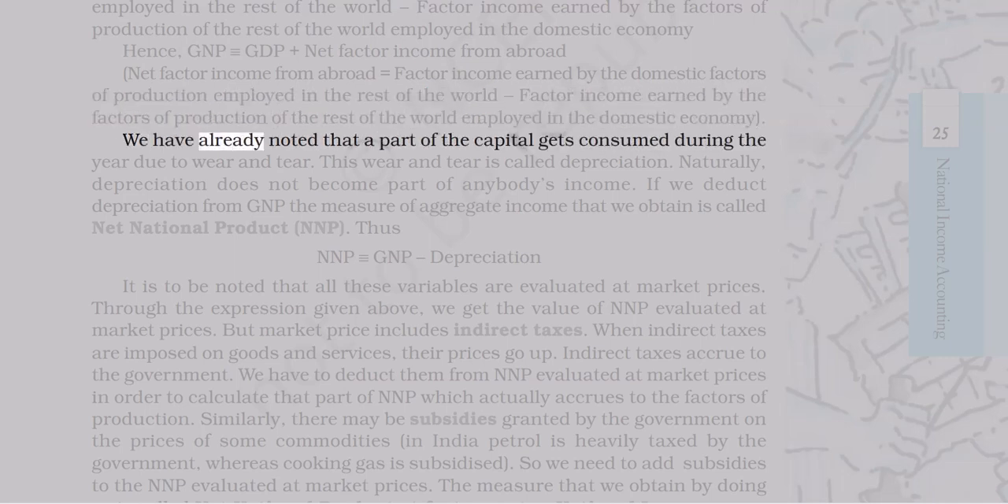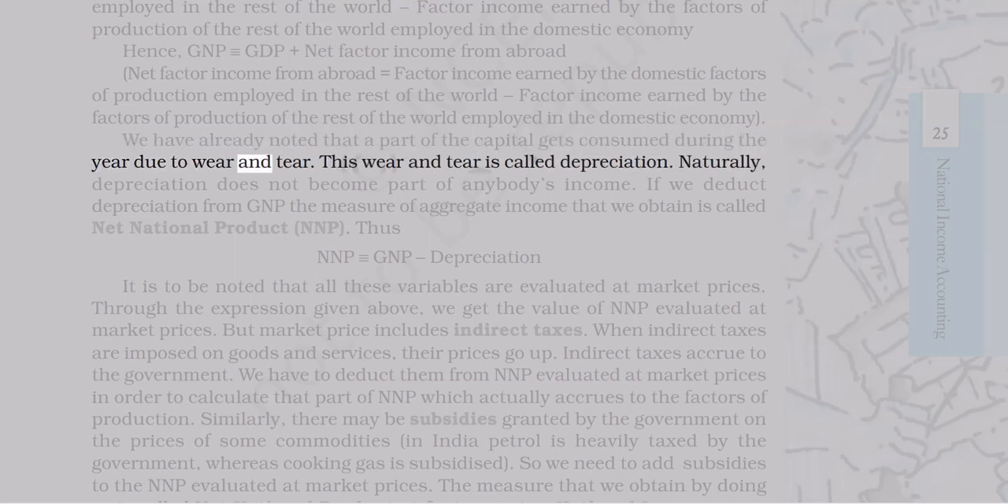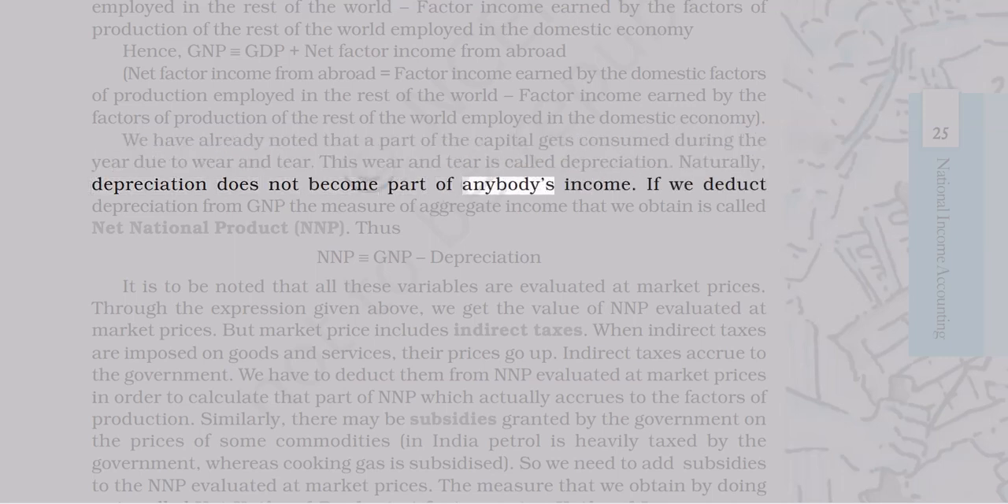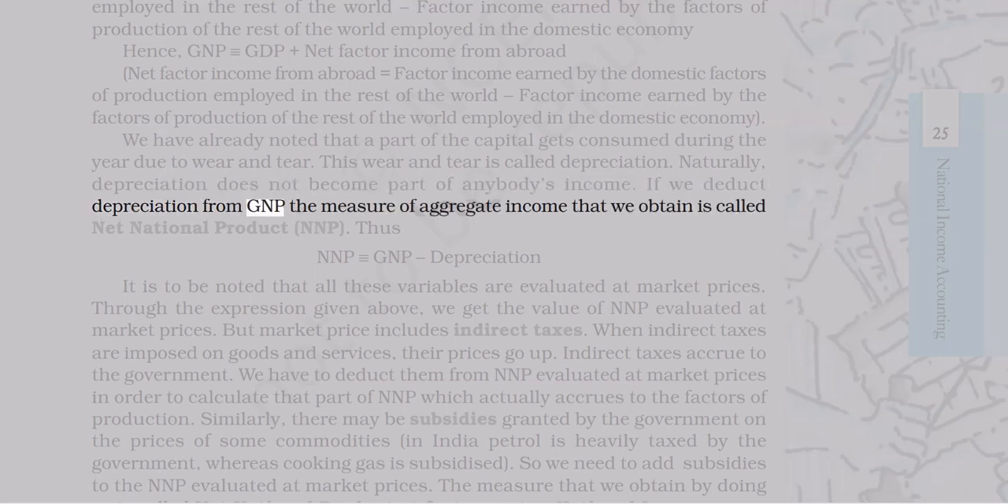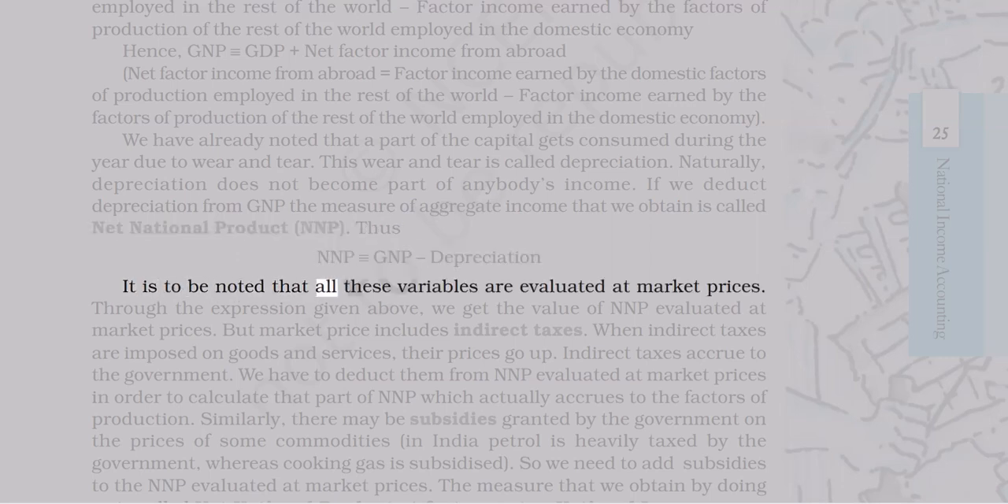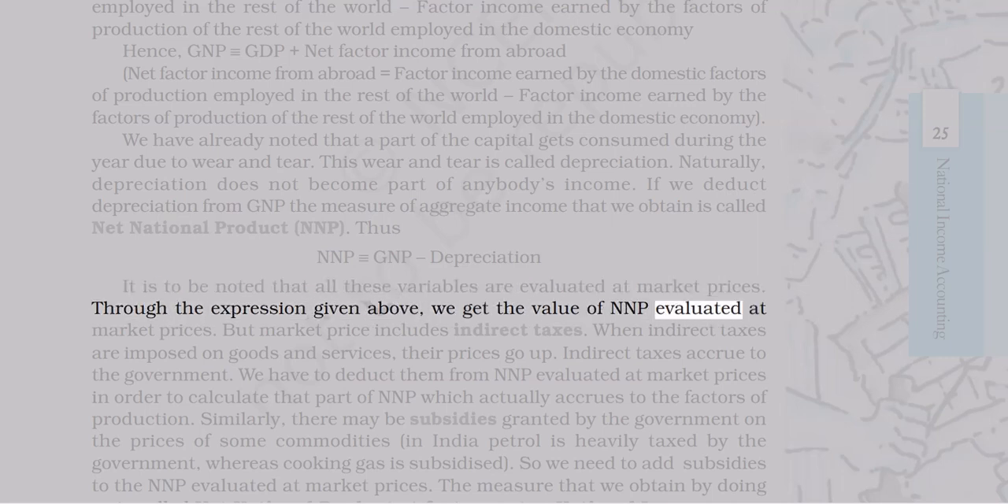We have already noted that a part of the capital gets consumed during the year due to wear and tear. This wear and tear is called depreciation. Naturally, depreciation does not become part of anybody's income. If we deduct depreciation from GNP, the measure of aggregate income that we obtain is called net national product, NNP. Thus, NNP equals GNP minus depreciation. It is to be noted that all these variables are evaluated at market prices. Through the expression given above, we get the value of NNP evaluated at market prices.